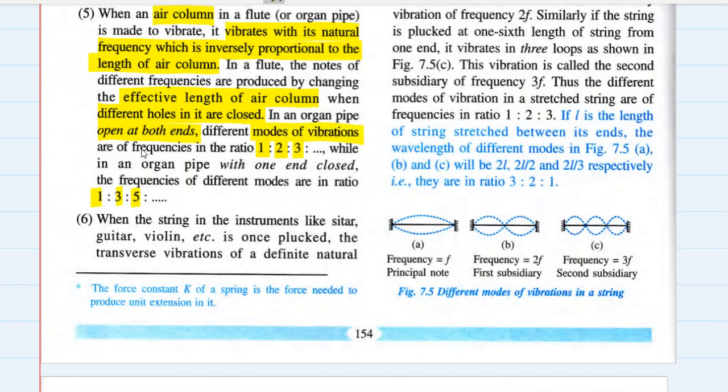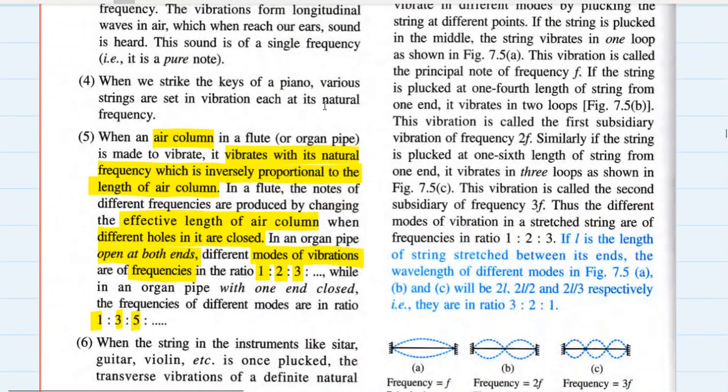Modes of vibrations means the ratio of the frequencies produced in different situations. Like, if you decrease or increase the length in a certain ratio, then the frequencies will change in the ratio 1:2:3 if the organ pipe is open at both ends. And if the organ pipe is closed at one end, then the frequencies of sound produced at different lengths will be in the ratio 1:3:5 and so on. Okay, so that was everything about the air column in a flute or an organ pipe.